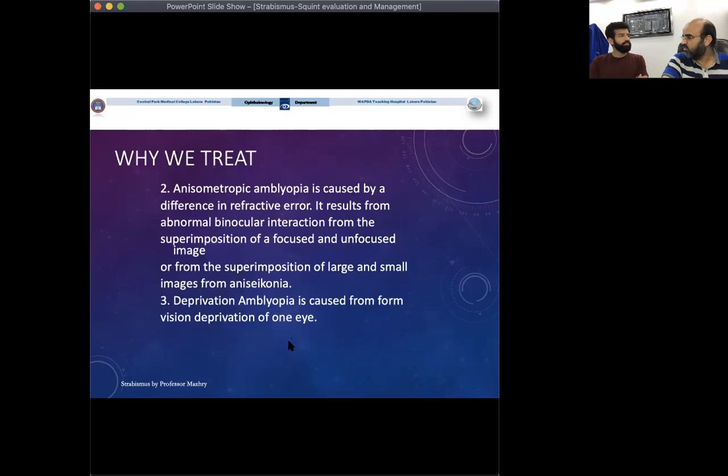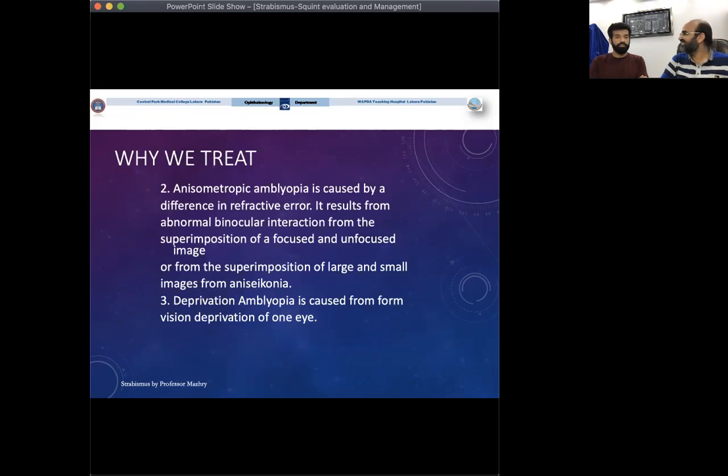So deprivation amblyopia is caused by any deprivation, because of the refractive error or the corneal opacity. Even cross ptosis can give rise to deprivation amblyopia, in which the retina or the visual system is deprived of clear image formation due to any reason, any blockage in the media. That is deprivation amblyopia.